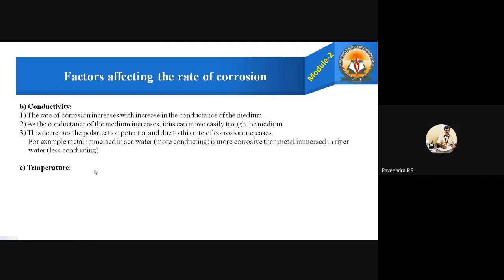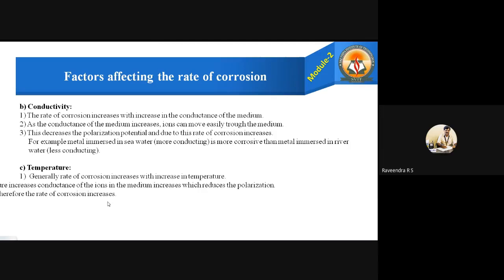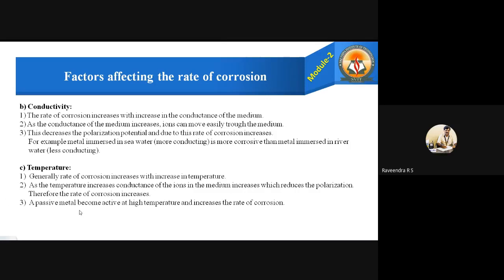And the last one, temperature. Generally, the rate of a reaction or rate of corrosion increases with an increase in temperature. That is common for all chemical reactions. Most chemical reactions follow the same order, that is, increasing the temperature increases the reaction rate. The same thing is applicable for corrosion also. As the temperature increases, the conductance of the ions in the medium increases, which reduces the polarization. Therefore, the rate of corrosion increases. A passive metal becomes active at higher temperature and increases the rate of corrosion.